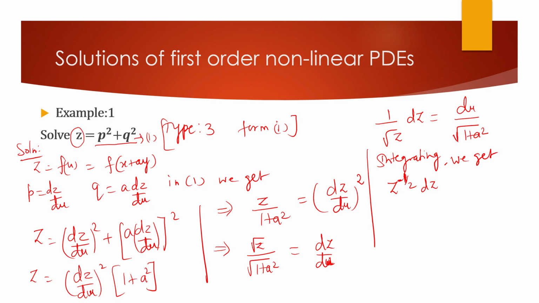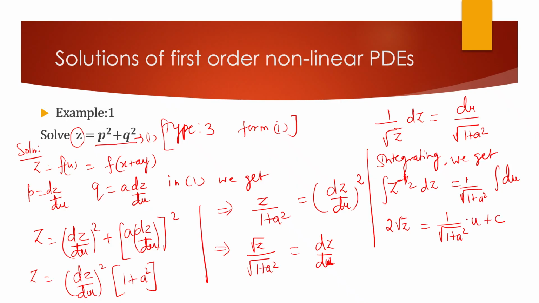So when you take this root z to the numerator, it comes as z power minus half. Now we are integrating this with respect to z, and on the right hand side it is a constant term, that is 1 by square root of 1 plus a square, and here it is the integration of du. So the integral of this is z power minus half plus 1 by minus half plus 1, that is z power half by half, which is nothing but 2 root z, and on the right hand side we have 1 by square root of 1 plus a square into u plus some constant c.